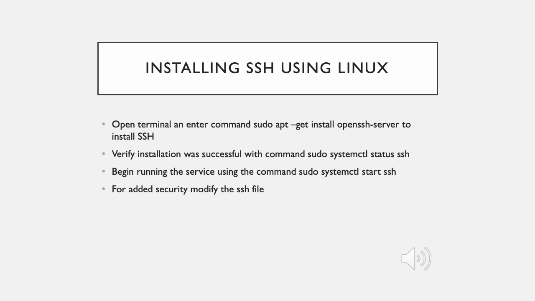For additional security, it's best to configure the SSH server by modifying the SSH file. This allows users to change the default port, disable root login, and enable key-based authentication.